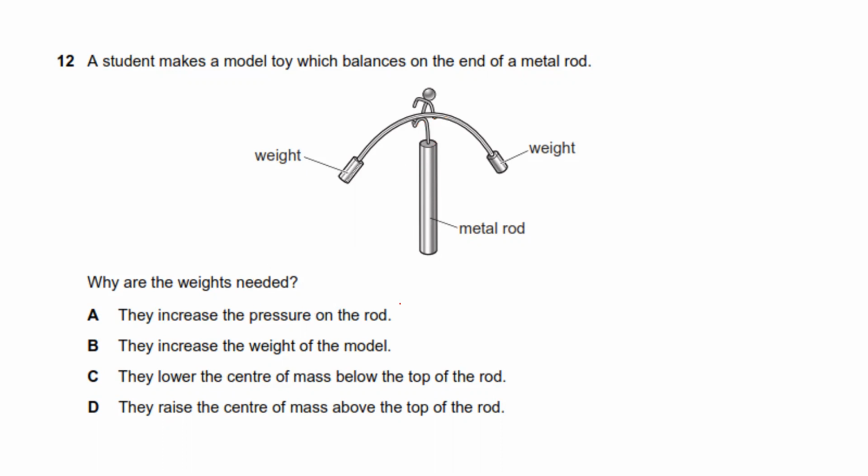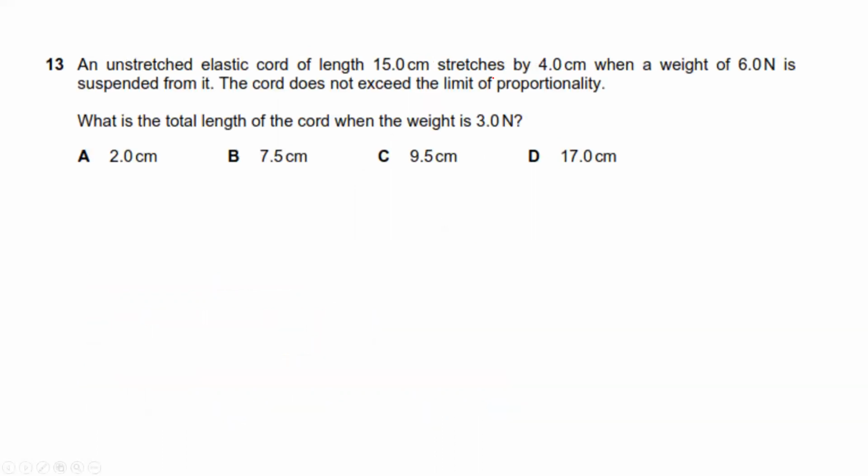So first, they increase the pressure on the rod. They increase the weight of the model. Yes, both of them are correct, but what exactly they have to do, these both things have to do with balance. It lowers the center of mass from below the top of the rod. Yes, this is right. It raised the, no, it's not right. So answer C is the right choice, because this is the thing that is required to balance the metal rod. Okay. Next question, question 13.